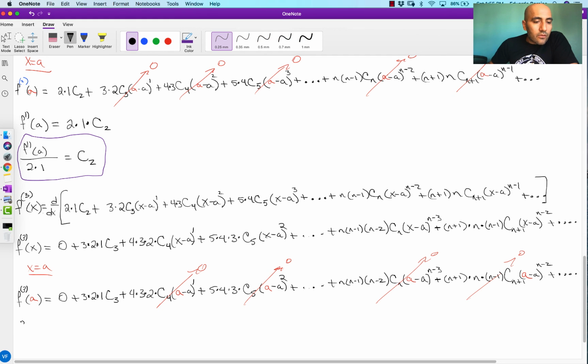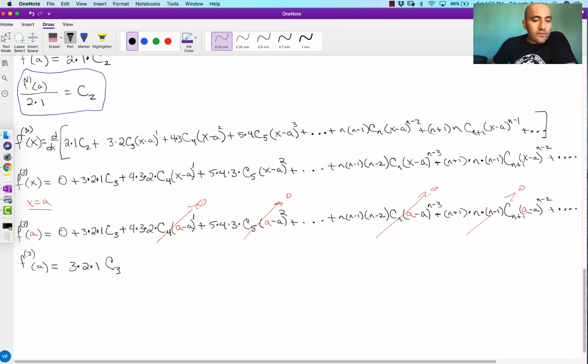So we get that the third derivative evaluated at a is equal to 3 times 2 times 1 times c sub 3. And just like before, I'm going to solve for c sub 3 by dividing both sides by 3 times 2 times 1. So we get that the third derivative evaluated at a divided by 3 times 2 times 1 equals c sub 3. Good.